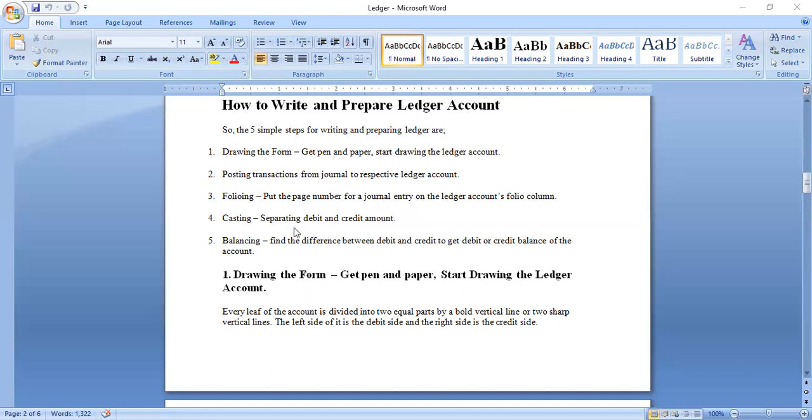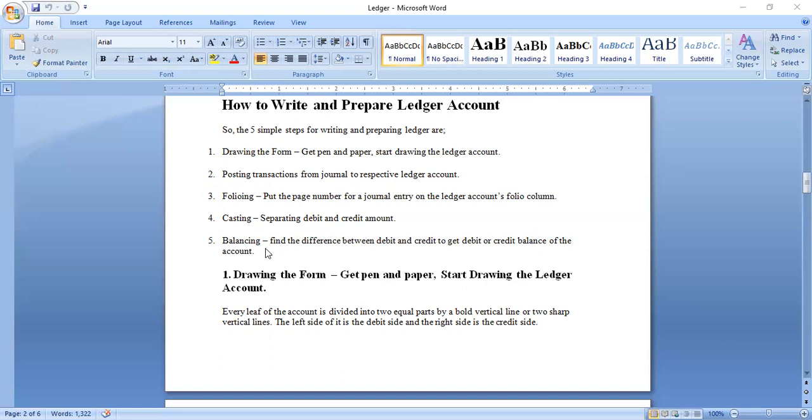And number four is casting, separating the debit and credit amount. This is a very easy step. That means assets always show a debit balance. Liabilities always show a credit balance. So when we prepare the cash book, obviously a cash book shows the debit balance. A capital book shows the credit balance.